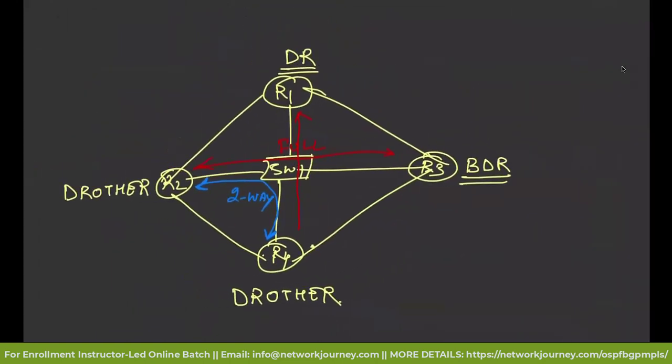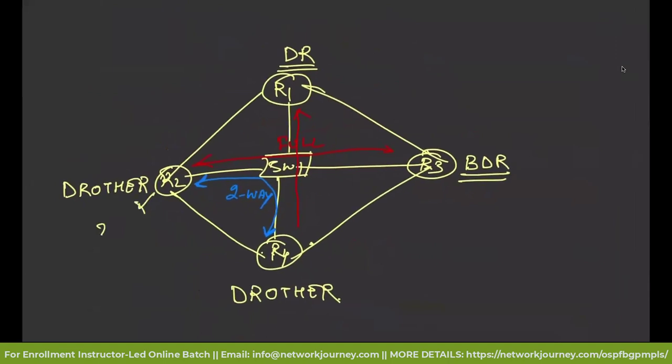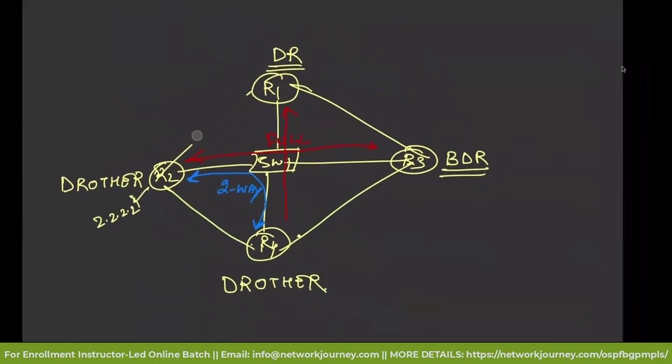Now my question is, some people are having issues, so let me remove this. Okay, so I am having OSPF neighborship two-way with R2 and R4. I am having the full neighborship with my DR and BDRs. Now tell me, guys, if I want to send a packet from R2 to R4, tell me the full path.